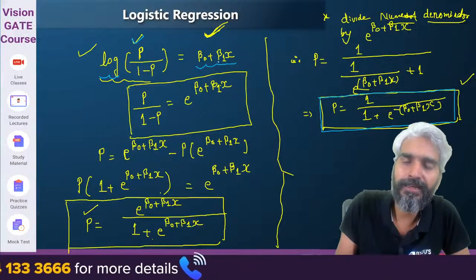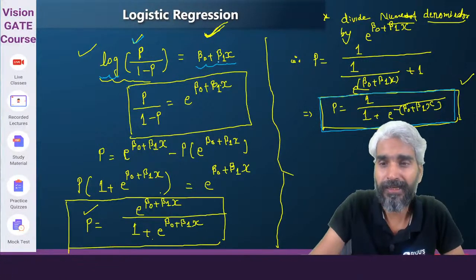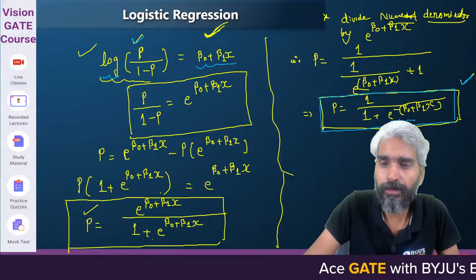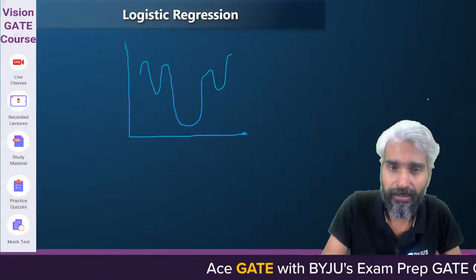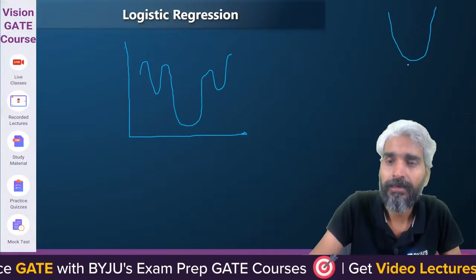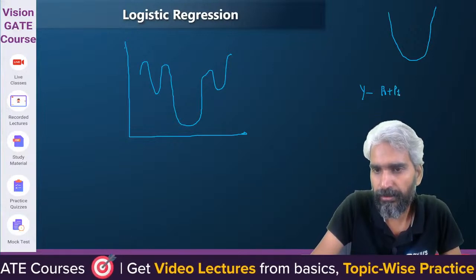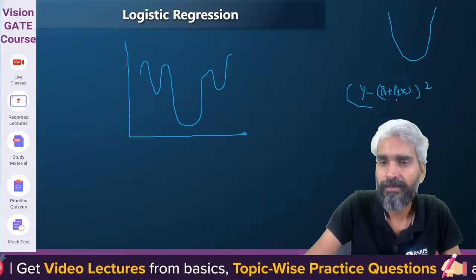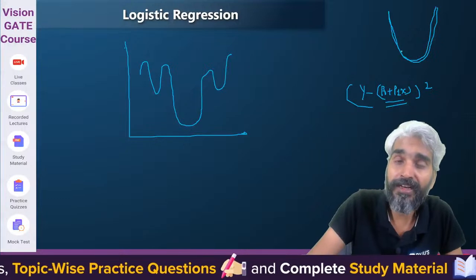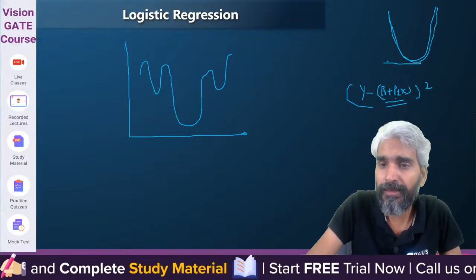Summation of y predicted minus y actual square. But here, when I use this to predict the value of y and perform the square, its gradient function will look something like this, because it's not a perfect square function, it's not a convex function. When the equation is y minus (beta 0 plus beta 1 x) whole square, then with respect to x this is a simple parabolic function, a convex function. So when we partially differentiate it with respect to beta 0 and beta 1, there is a unique minima, which is your global minima.